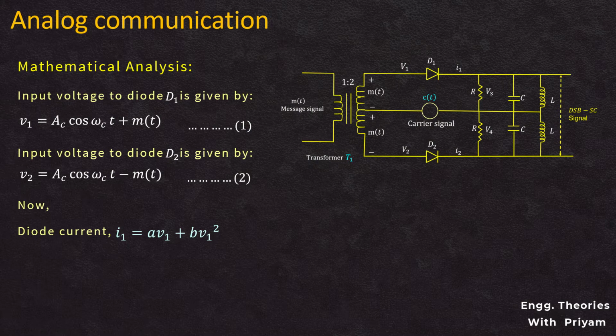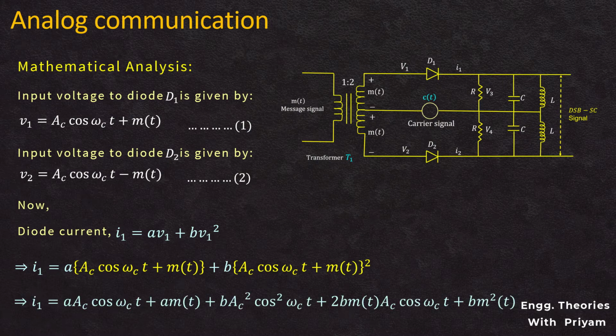If we put the value of V1 from equation number 1, then I1 is equal to A into Ac cos omega c t plus m(t), plus B into Ac cos omega c t plus m(t), whole square, which can be simplified as I1 is equal to A into Ac cos omega c t plus A into m(t) plus B into Ac square cos square omega c t plus 2 into B into m(t) Ac cos omega c t plus B into m square(t). Identify this equation as equation number 3.